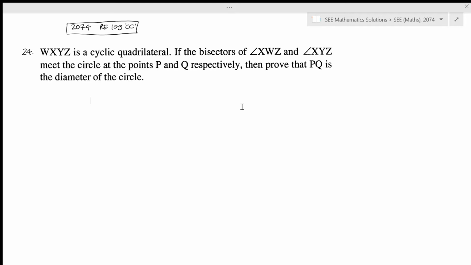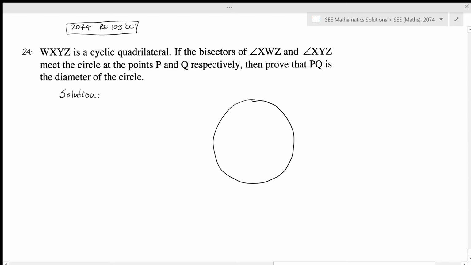Let's start by drawing the figure. All right, so solution. Since we have a cyclic quadrilateral, we obviously have a circle, right? And we have WXYZ as the cyclic quadrilateral. So let's assume these points W, X, Y and Z form a cyclic quadrilateral, right?